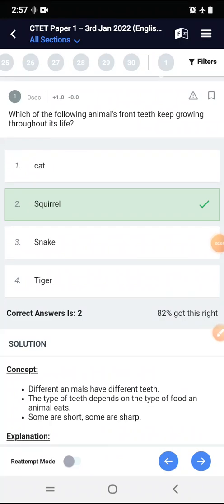In this video we will discuss EVS of paper 1, CTET paper 1, that is of 30 marks, 30 questions, 15 from content and 15 from methodology. Okay, first question. Which of the following animals' front teeth keep growing throughout its life?